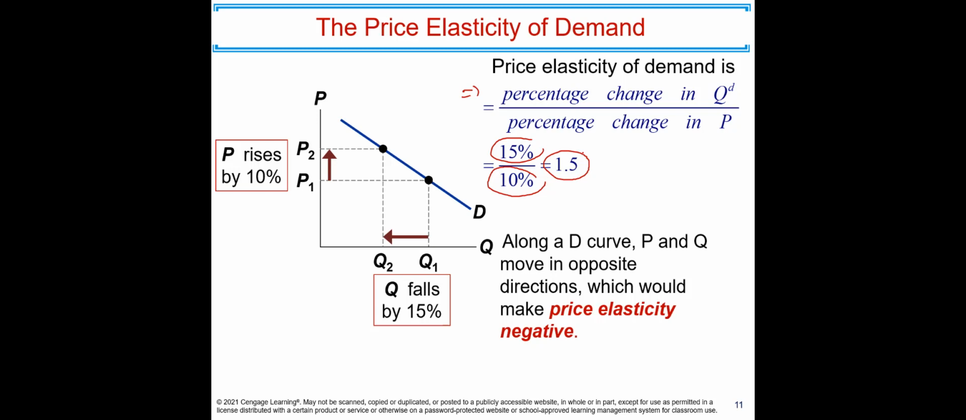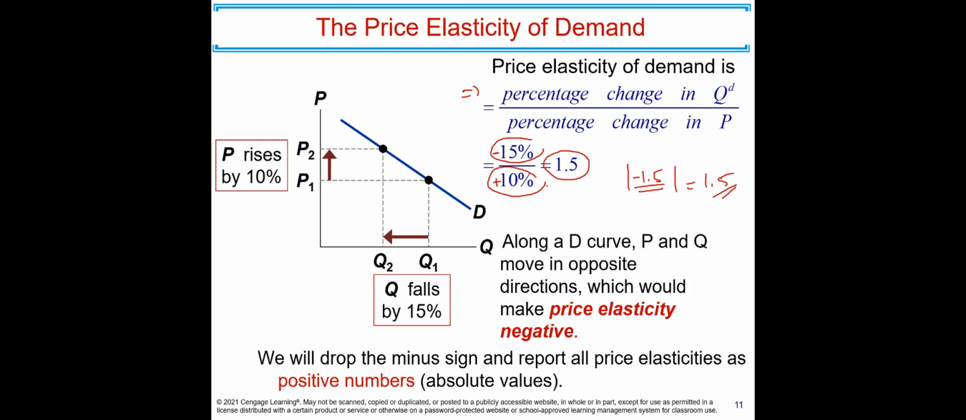Along a demand curve, P and Q move in opposite directions, which makes price elasticity negative. So this is a fall, this should be negative. This is an increase, this should be positive. So the result should always be that price elasticity of demand is negative. But for us, the magnitude is important, so take this in absolute value. So 1.5 is the number to interpret. We can ignore the negative sign for price elasticity of demand, so we will drop the minus sign and report all price elasticities as positive numbers.